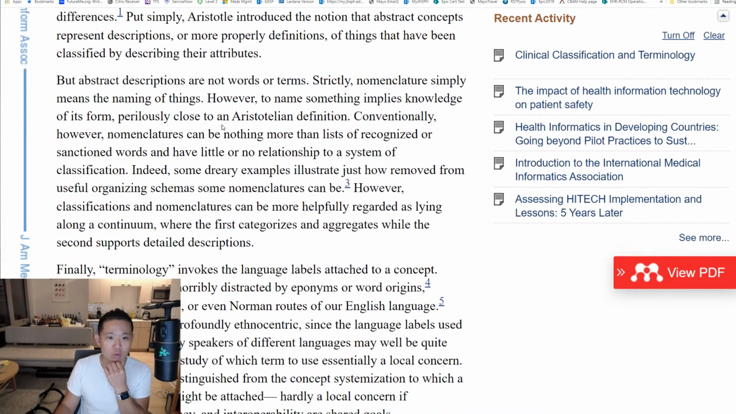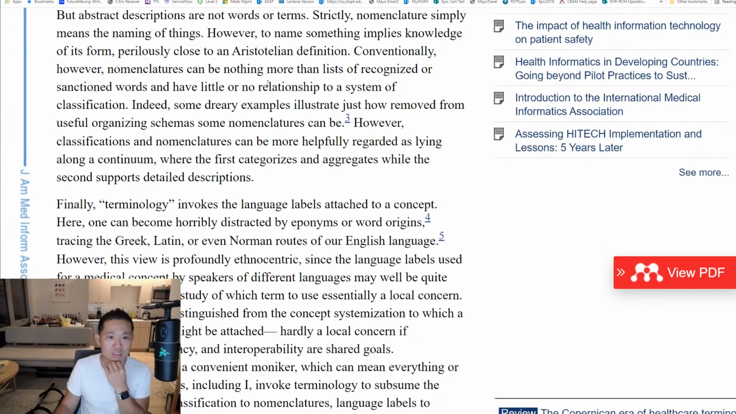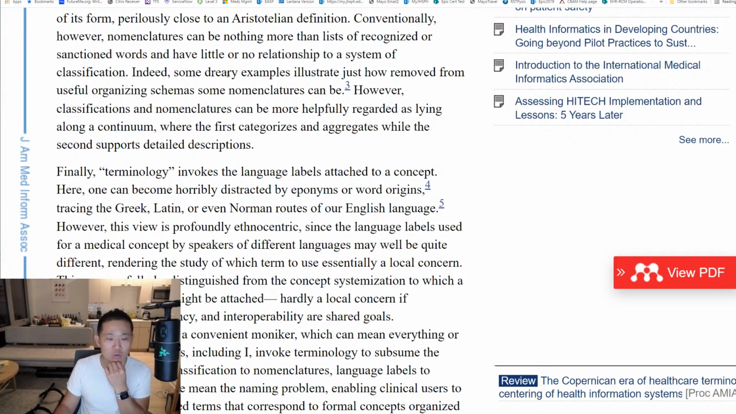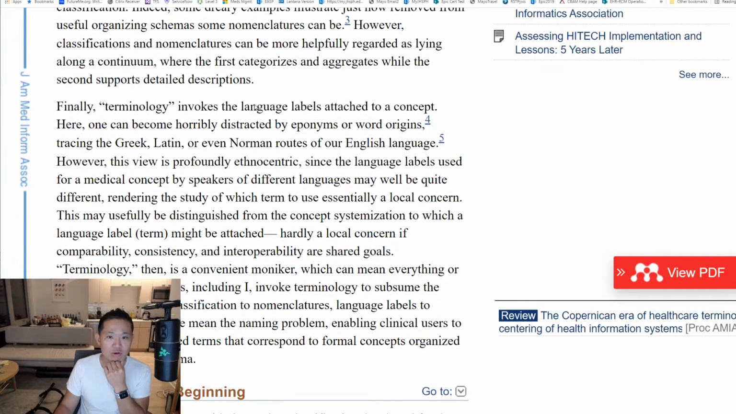But abstract descriptions are not words or terms. Strictly, nomenclature simply means the naming of things. However, to name something implies knowledge of its form. Perilously close to an Aristotelian definition, conventionally, however, nomenclatures can be nothing more than lists of recognized or sanctioned words and have little or no relationship to a system of classification. Indeed, some dreary examples illustrate just how removed from useful organizing schemas some nomenclatures can be. However, classifications and nomenclatures can be more helpfully regarded as lying along a continuum where the first categorizes and aggregates, while the second supports detailed descriptions.